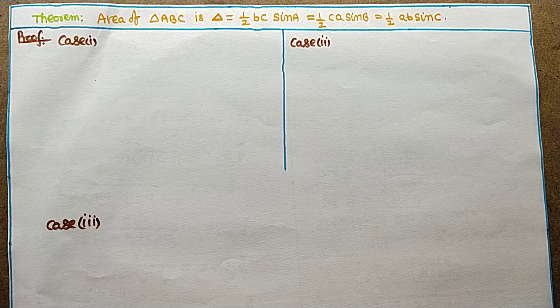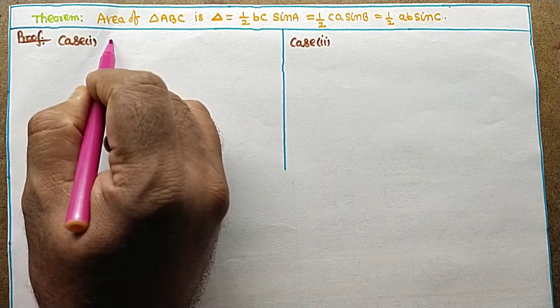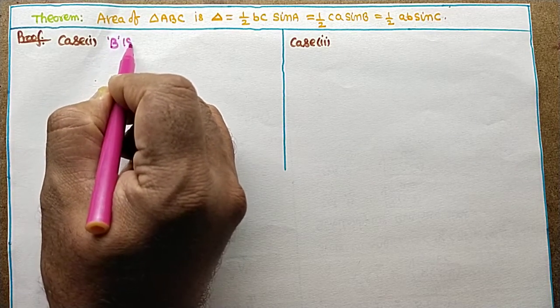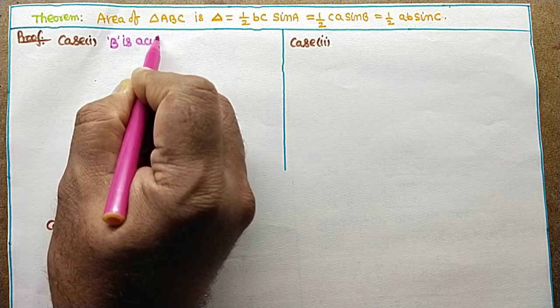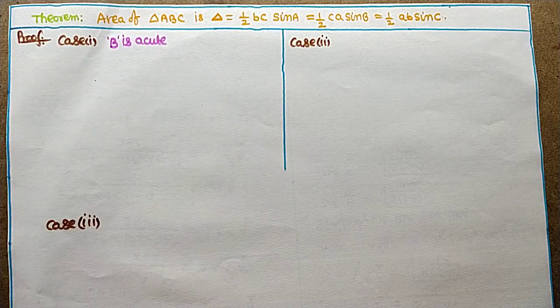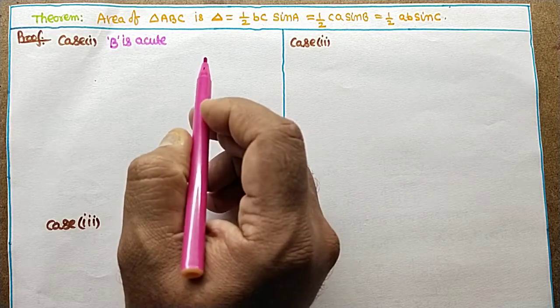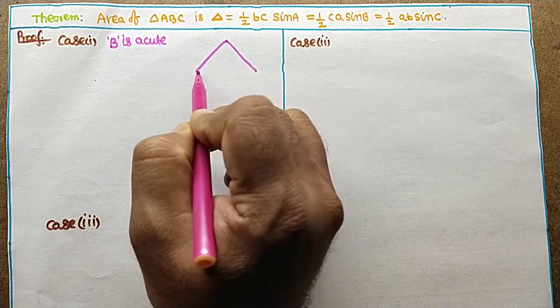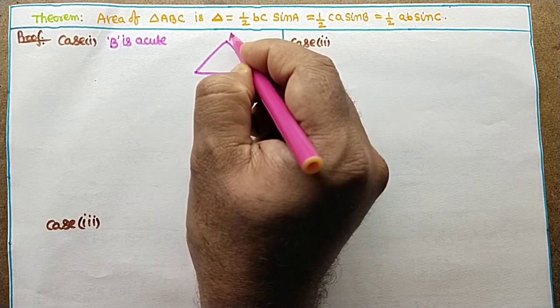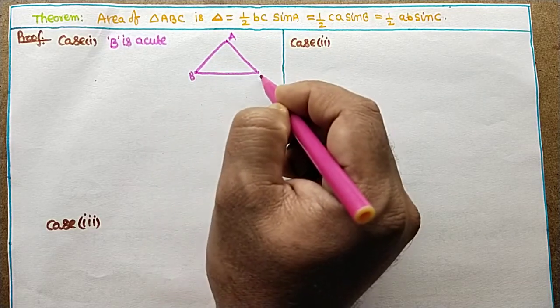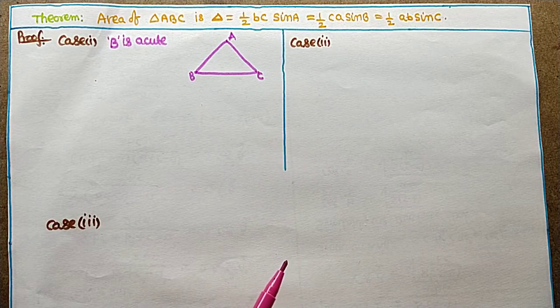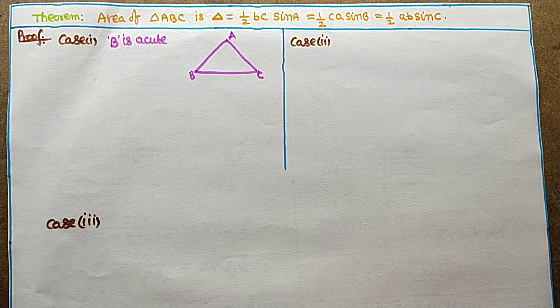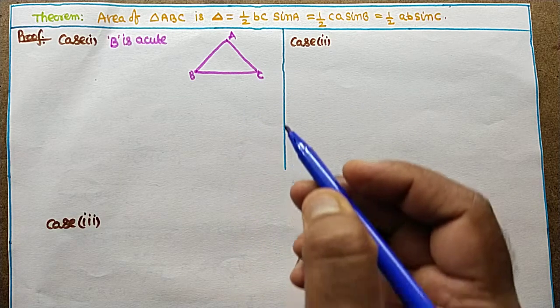In the first case, B is an acute angle we are taking. B is acute. Acute angle means it is less than 90 degrees. Draw the figure according to the case. B is acute. So, I am taking that triangle like this. A, B, C. We know that BC is small a and AB is small c and AC is small b.